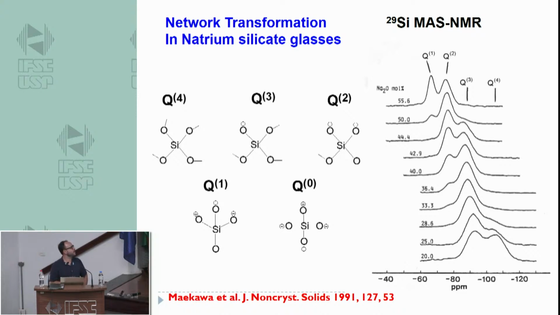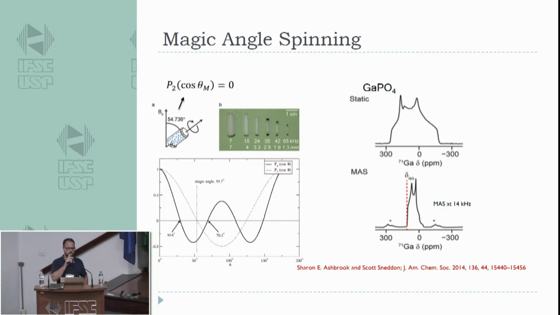With silicon NMR, we can usually detect very well different silicate species. We can go from Q0 to Q4. We see very well resolved lines, sometimes, that can tell us which silicon groups we have in our sample. But for quadrupolar nuclei, we have this problem.